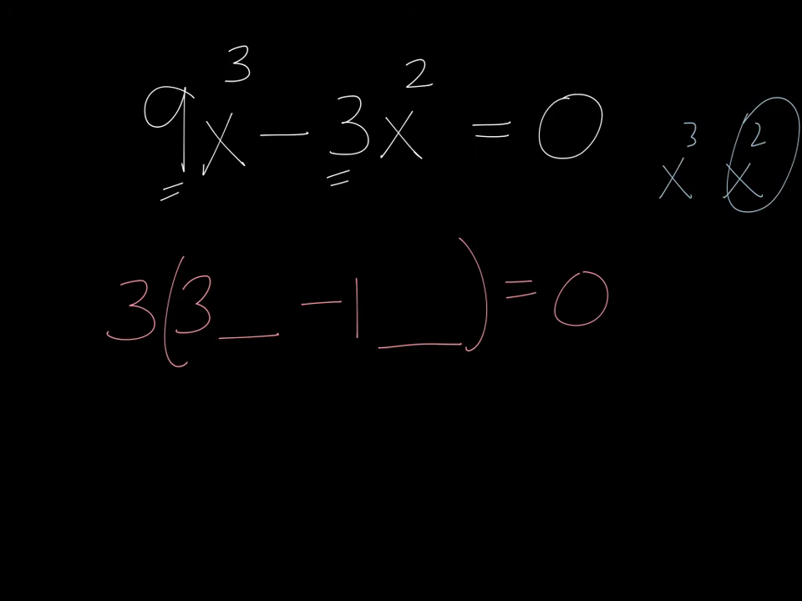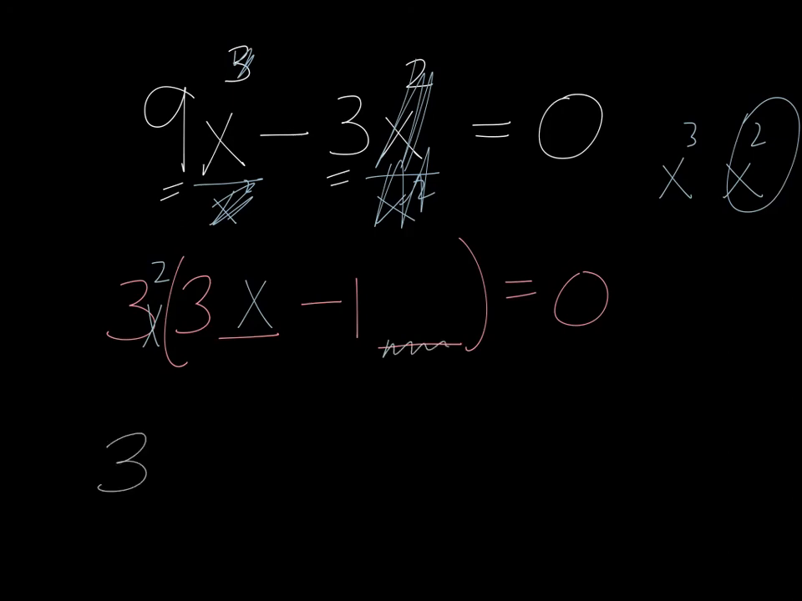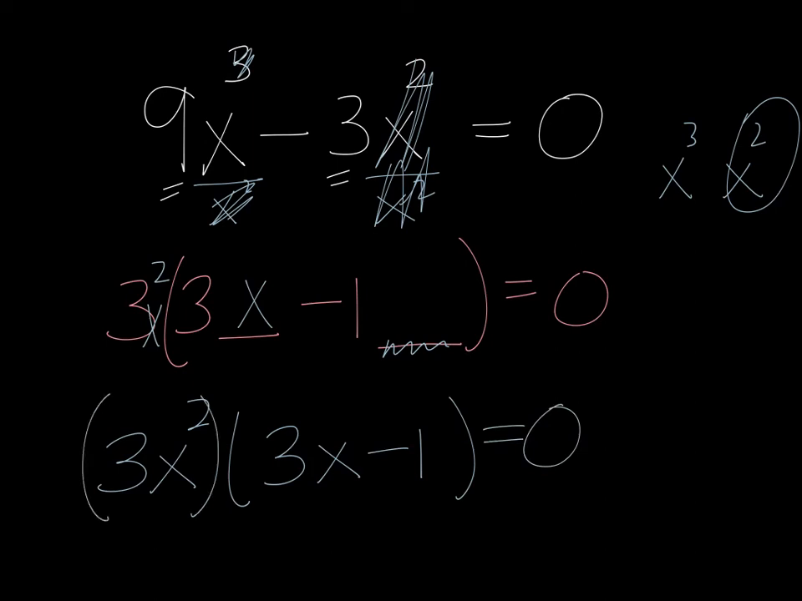So what I'm going to do is take out an x squared as well. If I divide this by x squared, there would only be one x left. But if I divide this by x squared, they're gone. That equals 1. So there is nothing to put here. Your fully factored thing is 3x squared times 3x minus 1 equals 0. And again, we would just set each little piece equal to 0 to solve. Good luck.